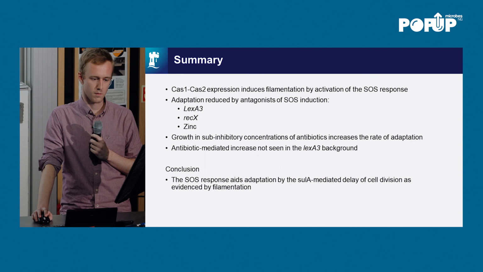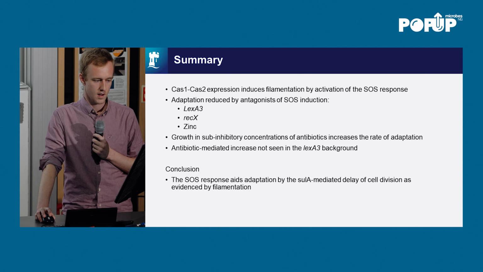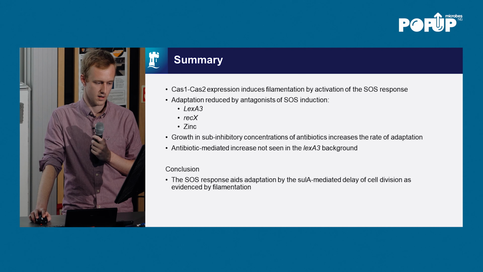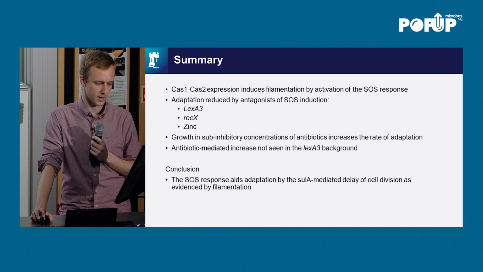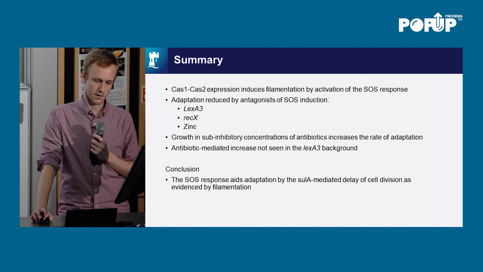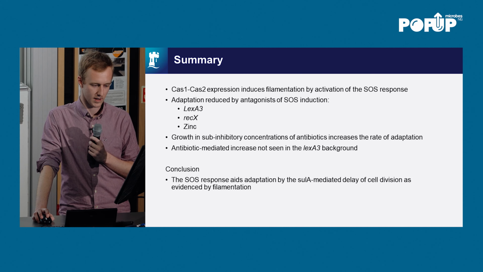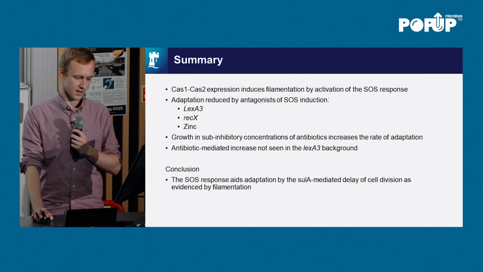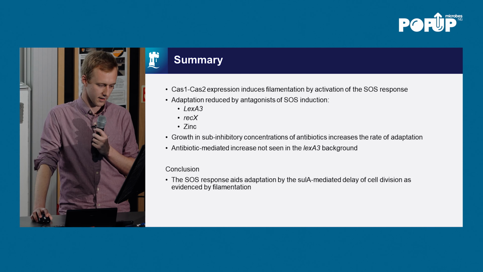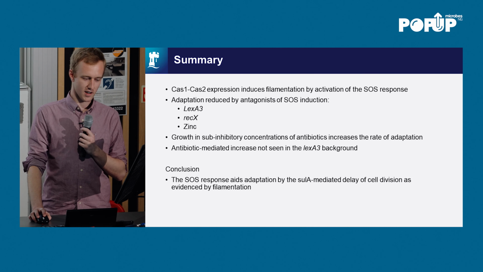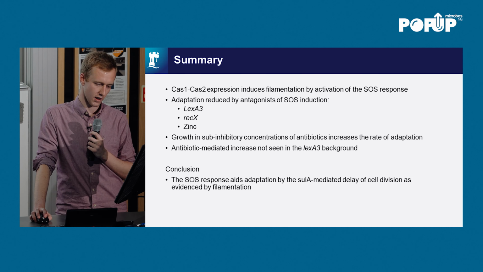So that's the end of my talk, so I'll just summarize. Cas1-2 expression induces filamentation by activating SulA as part of the SOS response. If I use antagonists of the SOS response, the rate of spacer acquisition goes down. If I induce the SOS response with antibiotics, the rate of adaptation goes up. And this antibiotic-mediated increase is not seen in an SOS uninducible background. So I'll summarize these years of my life in one sentence. The SOS response supports CRISPR adaptation due to the activity of SulA mediating cell division and causing filamentation.